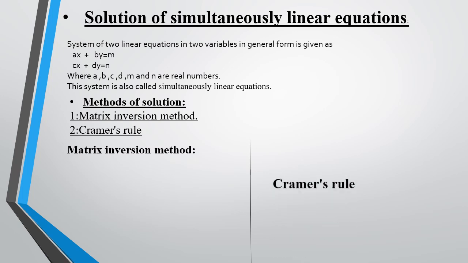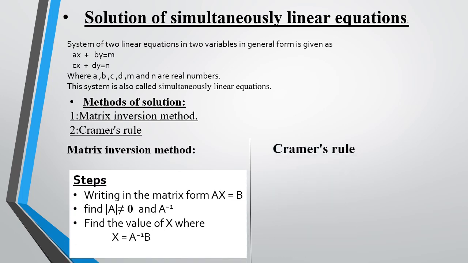Matrix inversion method. There are the following steps to solve by the matrix inversion method. The first one is writing in the matrix form Ax is equal to B. Second step, find the A determinant, and determinant of A should not be equal to 0. If the determinant of A is equal to 0, then A inverse does not exist. Third step is find the value of x, where x is equal to A inverse B.